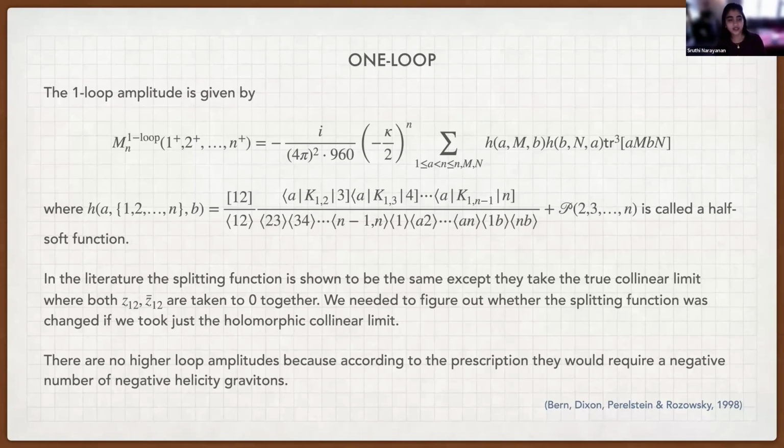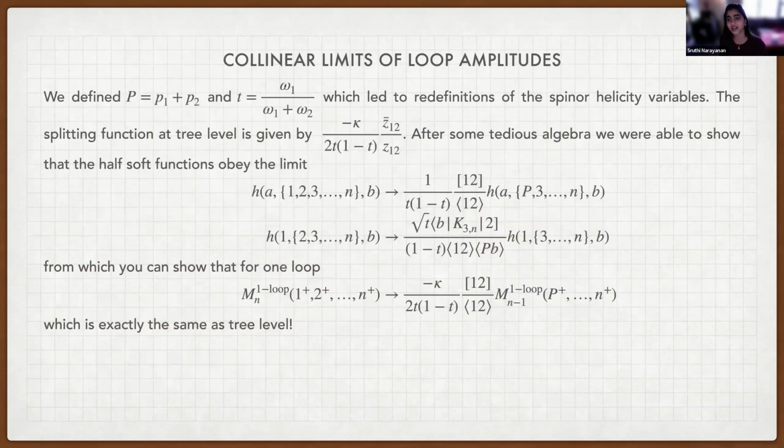And the more boring aspects of this, in my view: we took this complicated loop amplitude that I have here. We parametrized the momenta to take the collinear limit. And after lots of algebra, we found what the collinear limit of these half soft functions were. The long story short is that we were able to show that for 1 loop, the splitting function is exactly the same as at tree level. So the splitting function remains unchanged. And that was already all we needed to determine that in the model of quantum self-dual gravity, there were no corrections to the W1 plus infinity algebra. So in fact, it's uncorrected, and the symmetry exists to all orders in perturbation theory, since here we only have 1 loop.